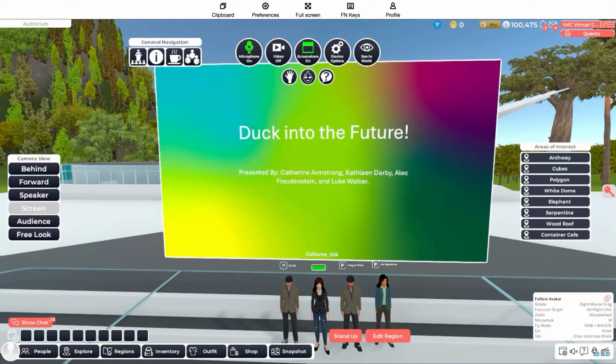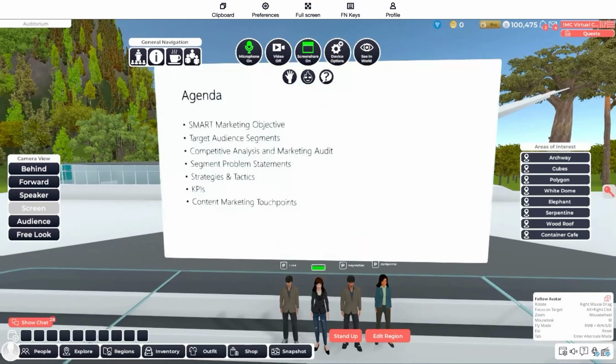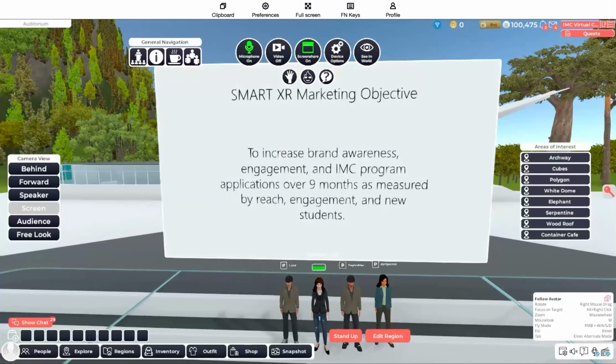In our agenda today, we will be covering our SMART marketing objective, target audience segments, a competitive analysis and marketing audit, our segment problem statements, the strategies and tactics, KPIs, and marketing strategy. Let's begin. Our SMART marketing objective is to increase brand awareness, engagement, and IMC program applications over 9 months as measured by reach, engagement, and new students. Off to my partner, Alec.